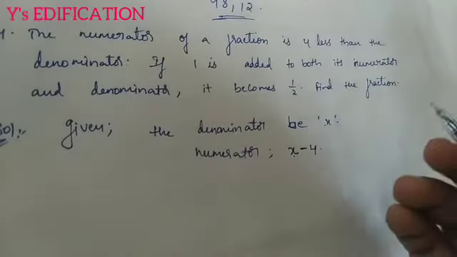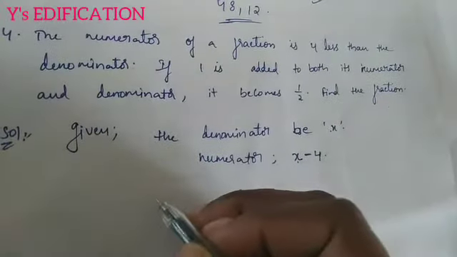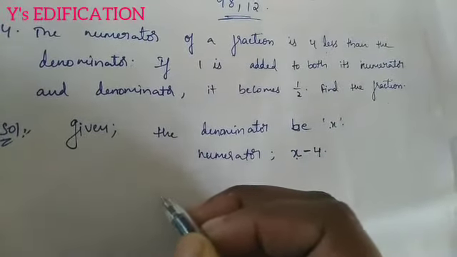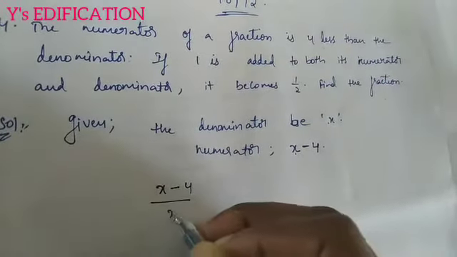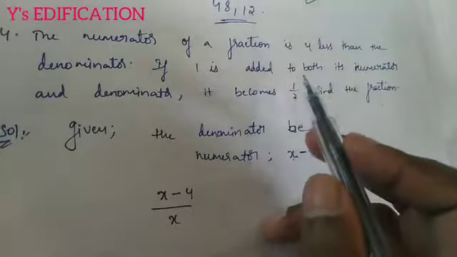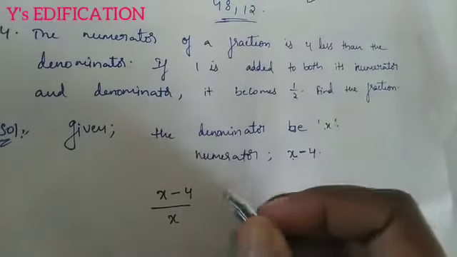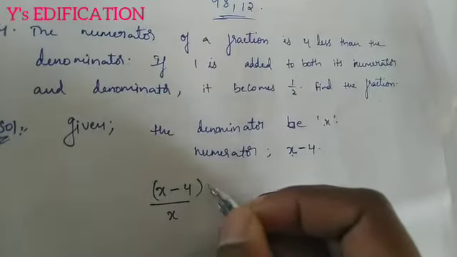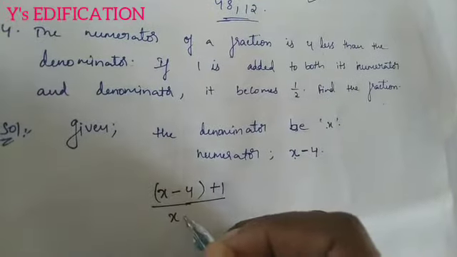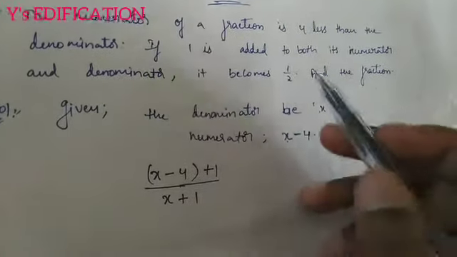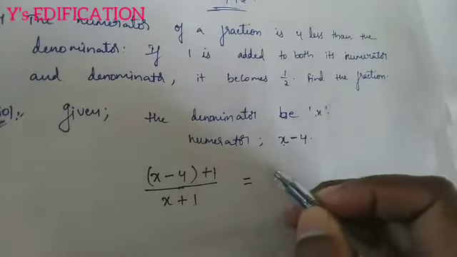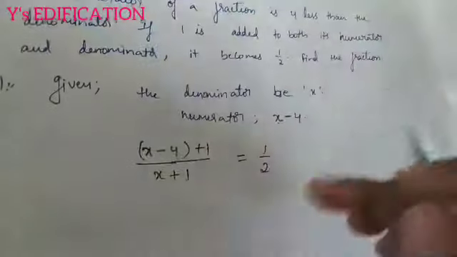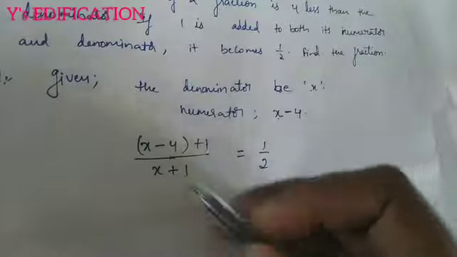If 1 is added to both, let me write it in fraction form. So the fraction is x minus 4 by x. If 1 is added to both numerator and denominator, that means x minus 4 plus 1 by x plus 1, it becomes 1 by 2. Now we have to solve this.